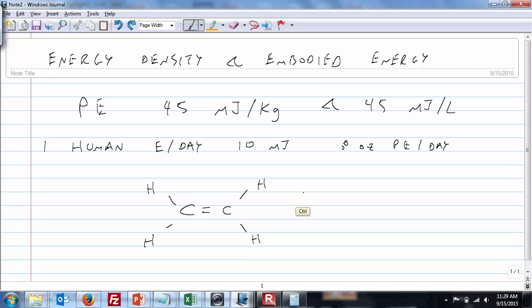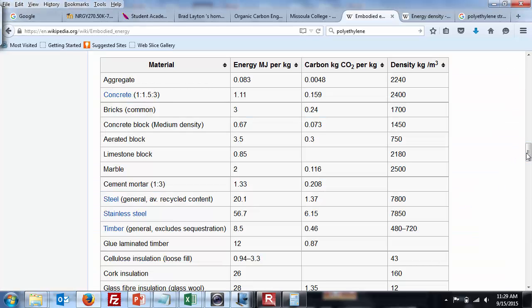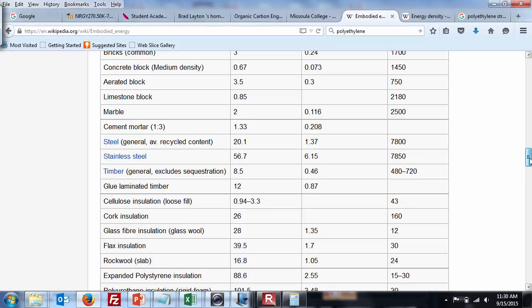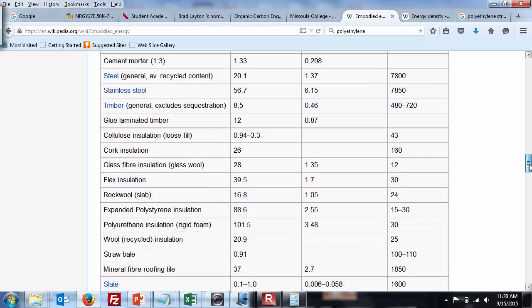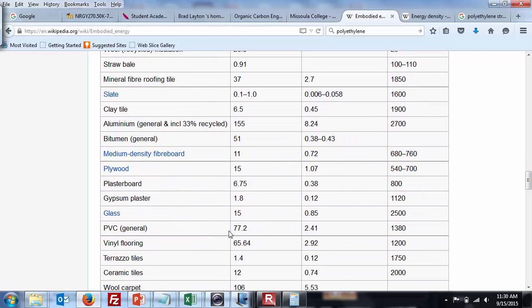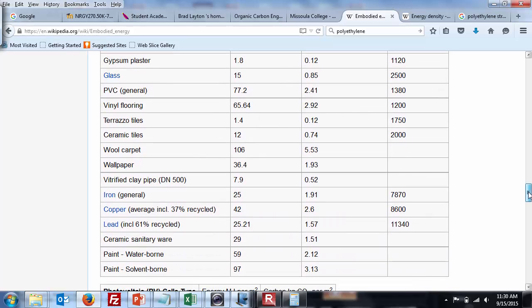Embodied energy, around 100 megajoules per kilogram. Let's see if we can actually find polyethylene down here. Most of these hydrocarbons are going to be pretty similar, pretty ballpark. Slate, bitumen, plywood, plastic. PVC, again, is kind of up there, close to 100. Vinyl flooring is north of 50. Wallpaper, iron, lead.